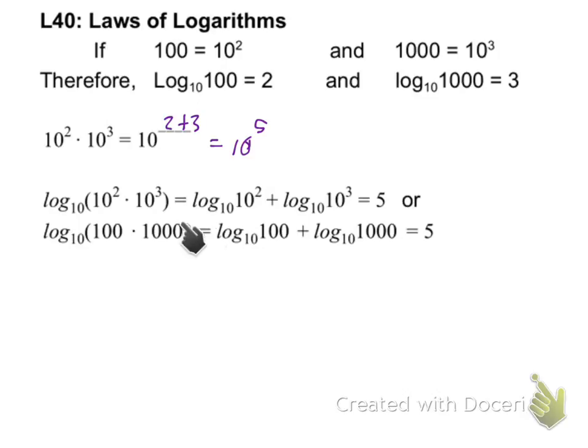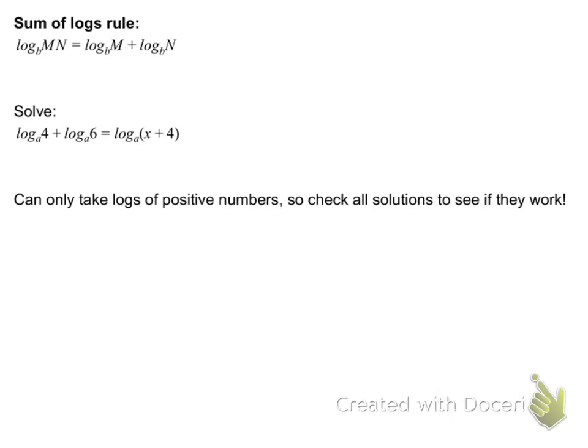The rule is, if you take a log of numbers being multiplied, you can separate them with an addition. It's kind of cool how that works. That's the rule right there. Sum of logs rule. So what they have here is log base b of m times n, two numbers being multiplied inside a log. Separate them to their own logs of the same base: log base b of m plus log base b of n.